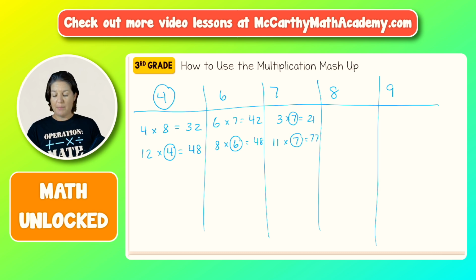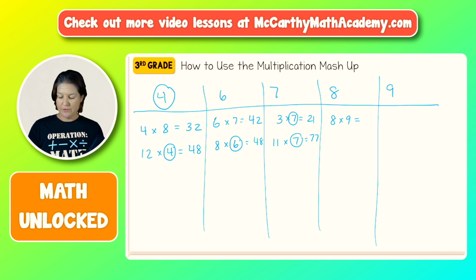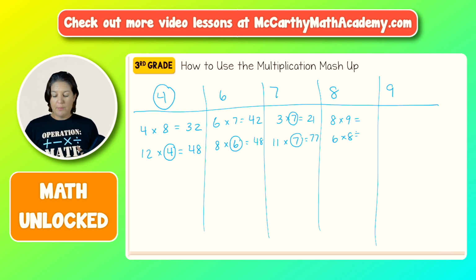There we go. How about the 8s? 8 times 9. That's always a fun one. We did 6 times 8 already, but let's do 6 times 8 to show you that we're getting to the same ones. We'll do those two. Okay, 8 times 9, I know the 8 song. Party rockin' with the 8s for sure. 8, 16, 24, 32, 40, 48, 56, 64, 72.